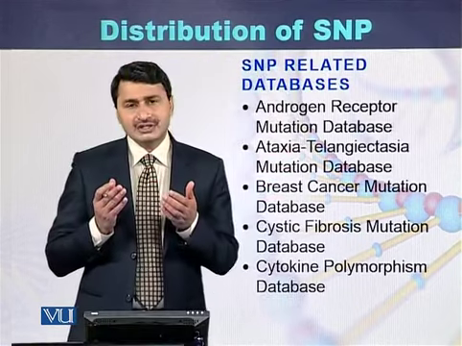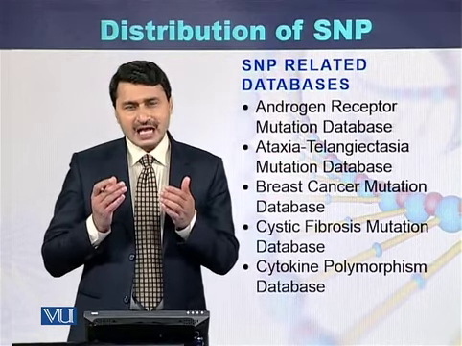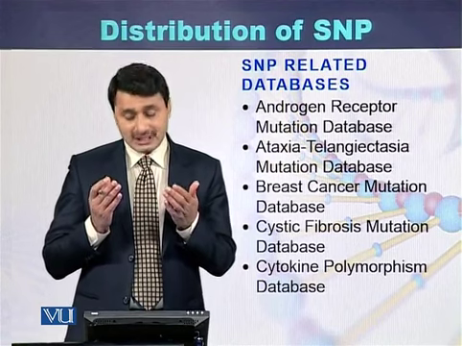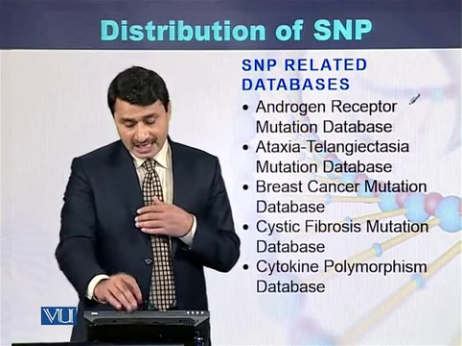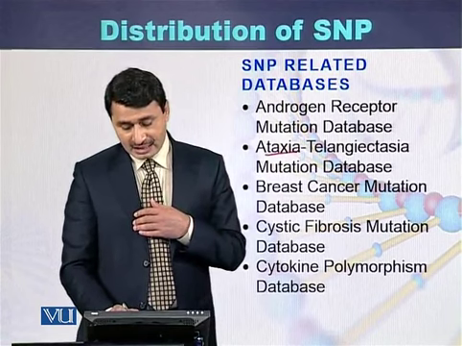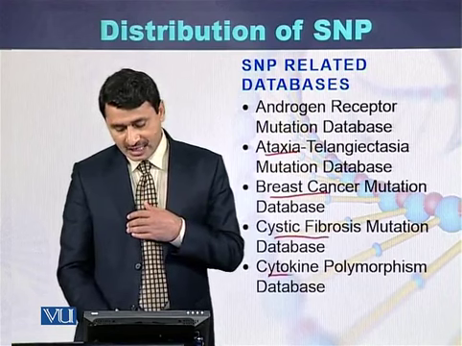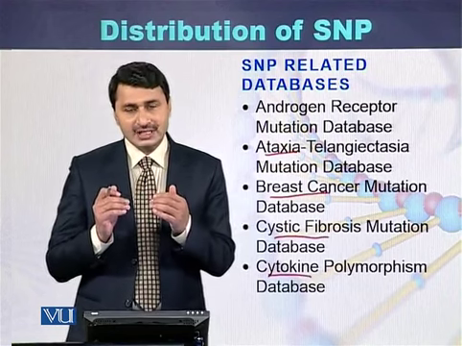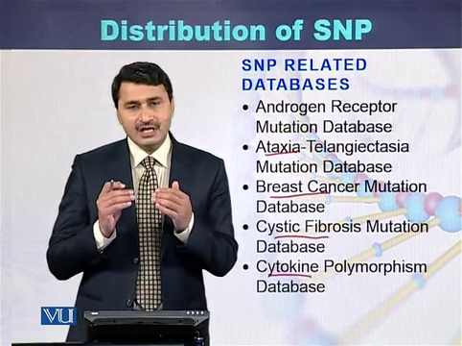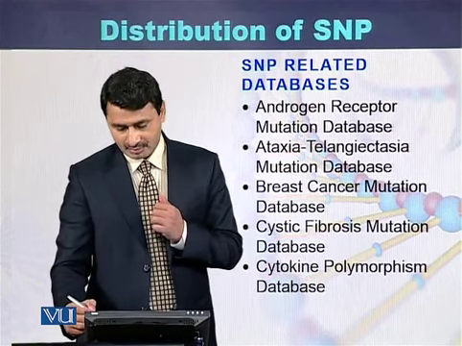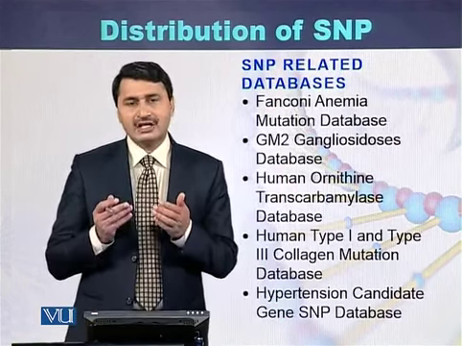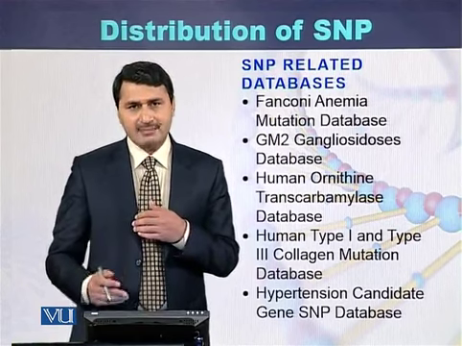There are different SNP-related databases which have been designed. Some of the most common databases are for ataxia telangiectasia, breast cancer, cystic fibrosis, and so on. These are all databases where all the information or all the SNPs which have been identified in particular diseases are present. Some other databases related to some other diseases have been mentioned here.